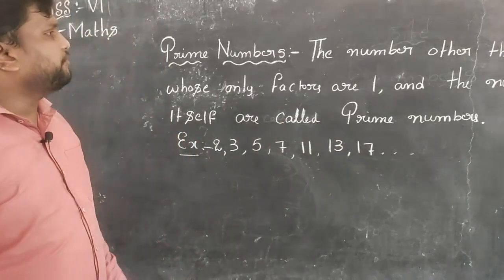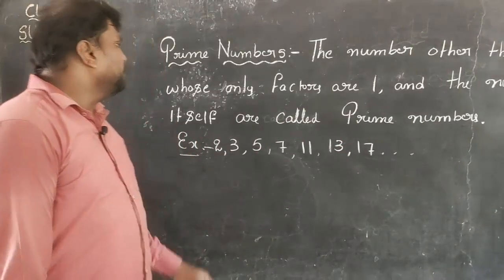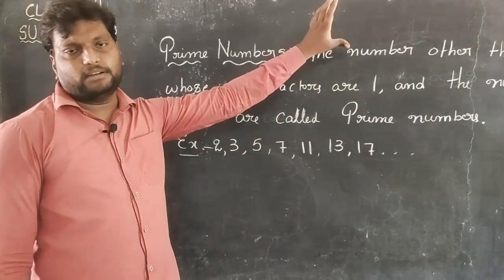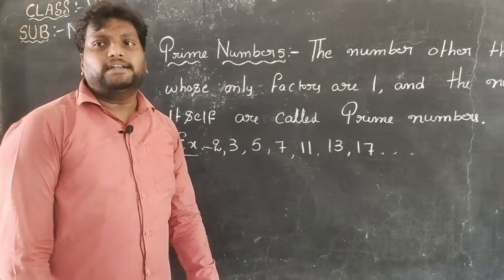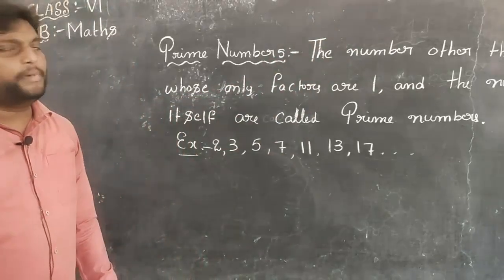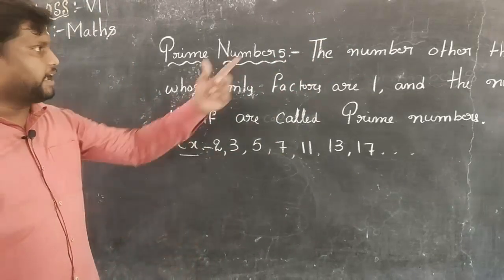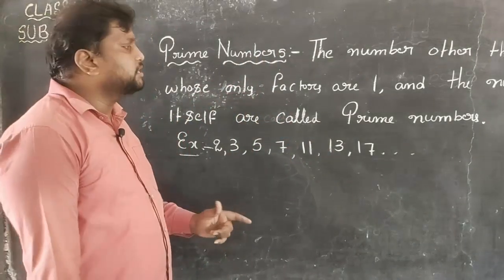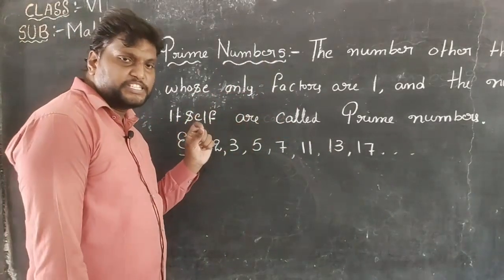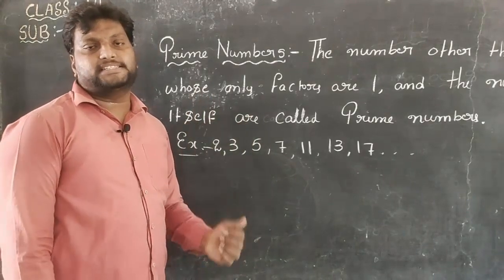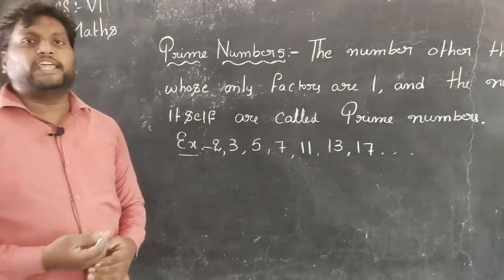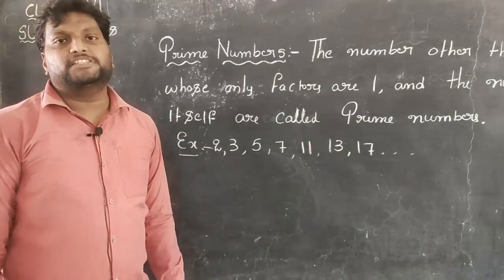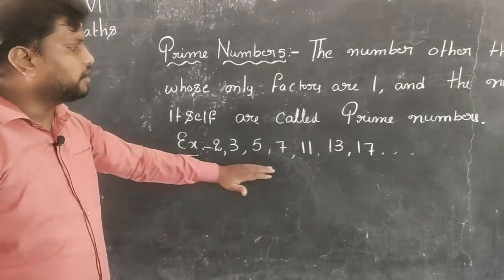See here, what is the definition? The number other than 1 whose only factors, means other than 1, except 1. Why? Because 1 is not a prime number, nor a composite number. The remaining have two factors, and of the two factors, one factor is 1 and one more factor is itself. The number we take is a factor of the given number, then the numbers are called prime numbers. These are all prime numbers.